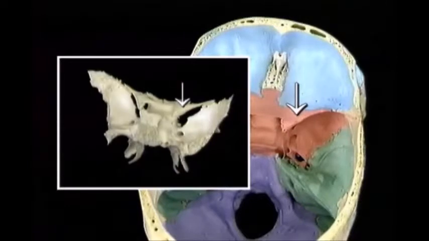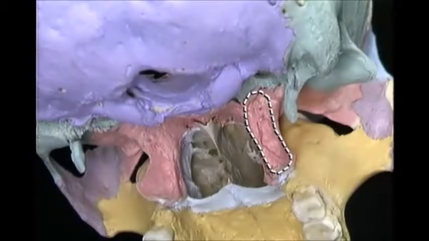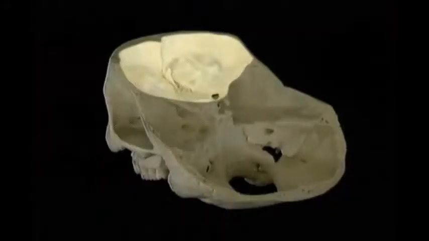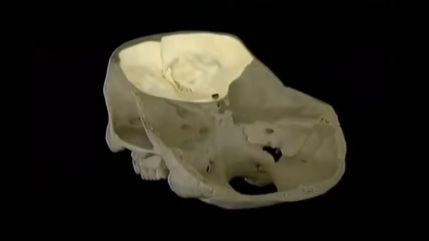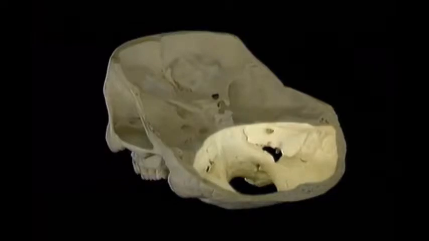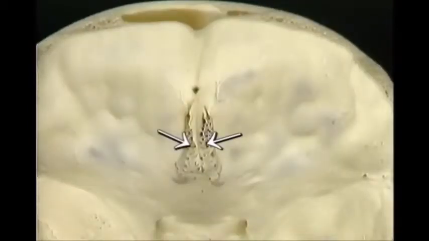On the sphenoid bone, here's the lesser wing, the greater wing, and the pterygoid plates, medial and lateral. Here's the pterygoid fossa. Here's the hamulus. On the inside, here's the anterior cranial fossa, the middle cranial fossa, and the posterior cranial fossa. Here's the sphenoid ridge, the crista galli, and the cribriform plates.